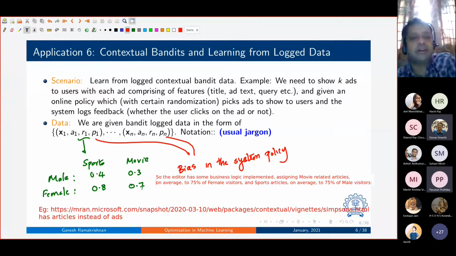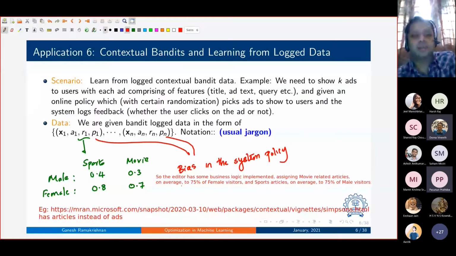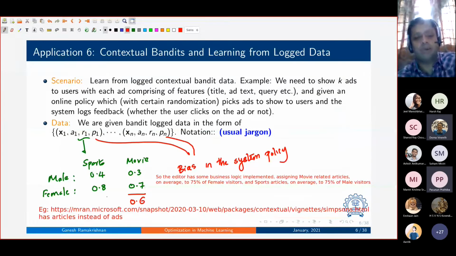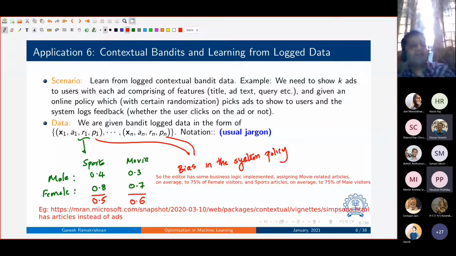So putting these together, there's a bias in the system policy, right? So you'll have overall the higher score for movies as against for sports. That's what we see here. So how do you now adjust for this bias is the question.